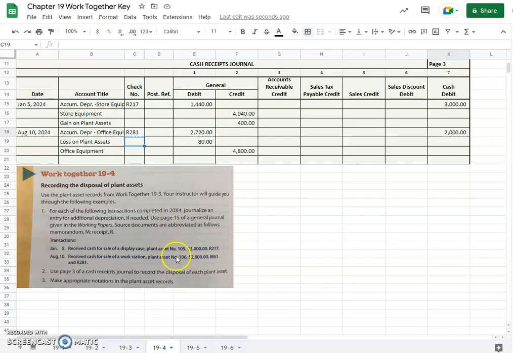So we've recorded any additional depreciation needed when we sell or dispose of a plant asset. We recorded those journal entries in first the general journal and the cash receipts journal, and we notated the sale on the plant asset records. So we are done with 19-4.